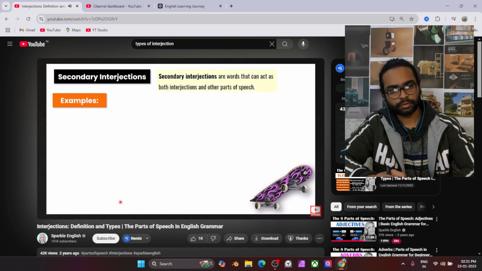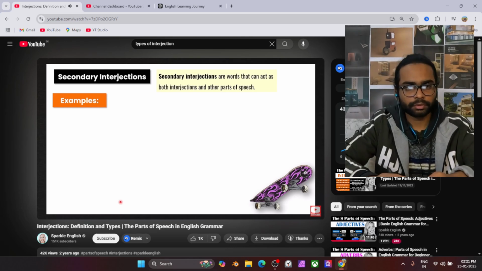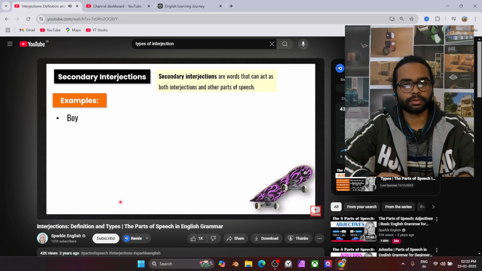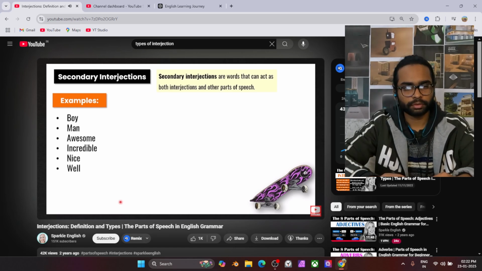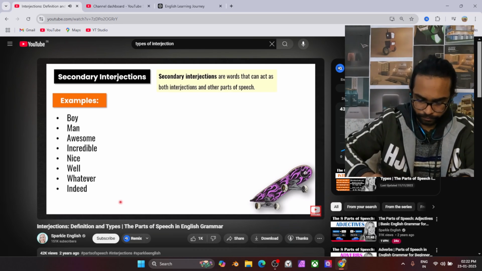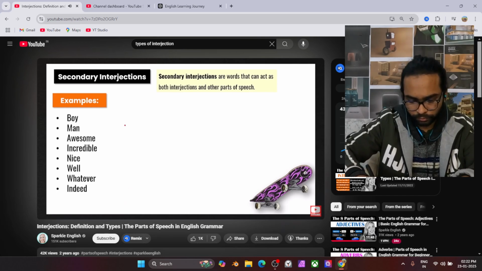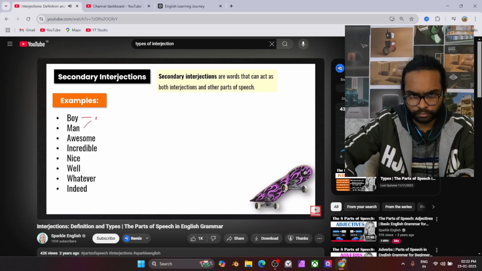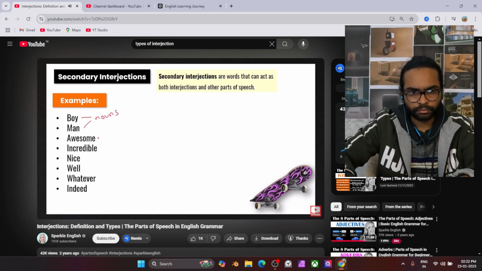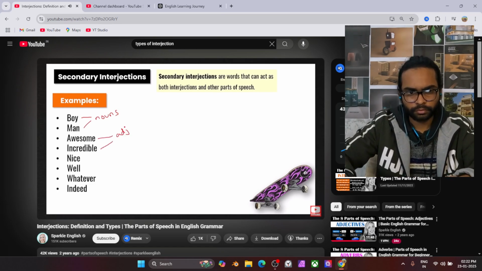And secondary interjections are words that can act as both interjections and other parts of speech. For example, boy, man, awesome, incredible, nice, well, whatever, indeed. There are many more secondary interjections. These are some examples. So what this means is that all of these words are also other parts of speech. For example, boy and man are both nouns. And awesome, incredible, nice, these are all adjectives. However, they can also be used as interjections.